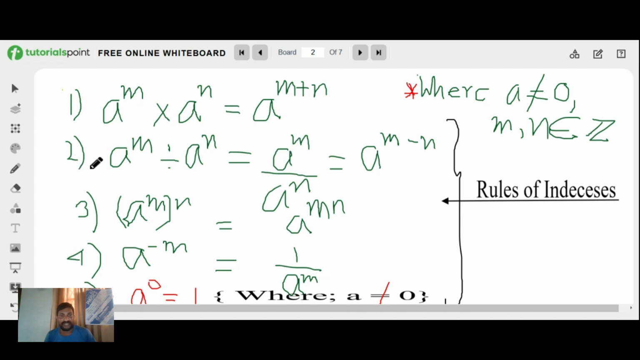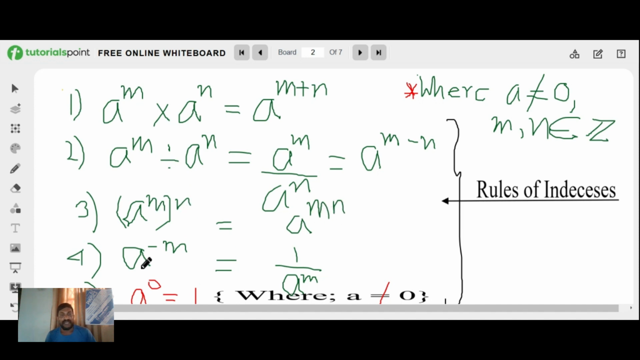Second rule is a to the power m divided by a to the power n. You can write it as a to the power m minus n, where a should not be equal to 0. m and n are integers. So we have to be very careful about those explanations. Third one, a to the power m, to the power n, can be written as a to the power mn.